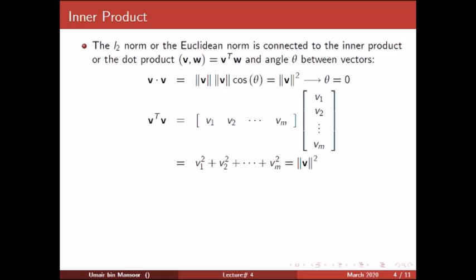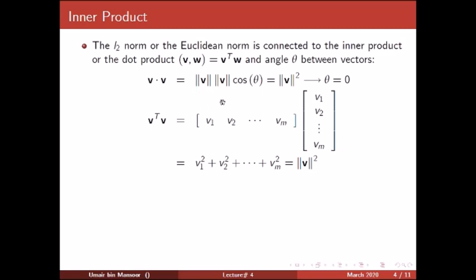Normally, the dot product is related to the product of vectors in the subject of physics, and it has a proper derivation, and the term inner product is normally used in linear algebra for the product of two vectors. Let's look at how this inner product is related to the Euclidean norm or the L2 norm. So you can see here that the dot product is represented by this formula.